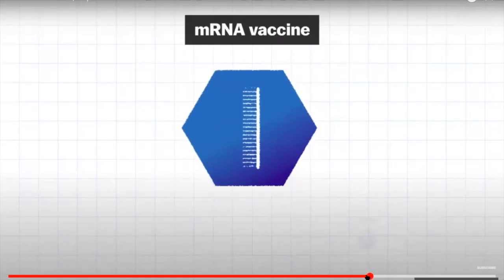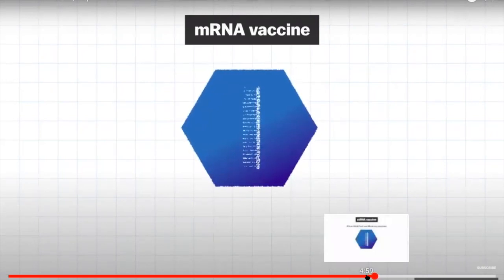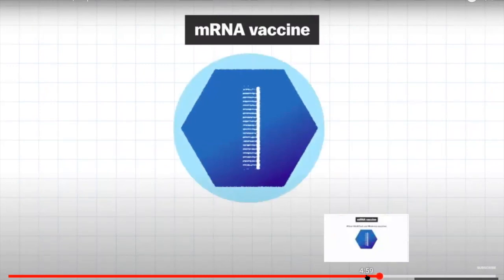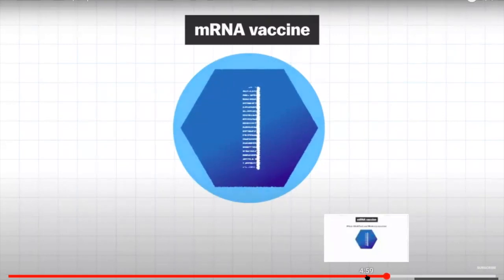But the main drawback with an mRNA vaccine is that mRNA breaks down very easily. It has to be delivered inside a protective fatty barrier and kept ultra cold, which isn't super ideal for a vaccine that needs to reach all areas of the globe.